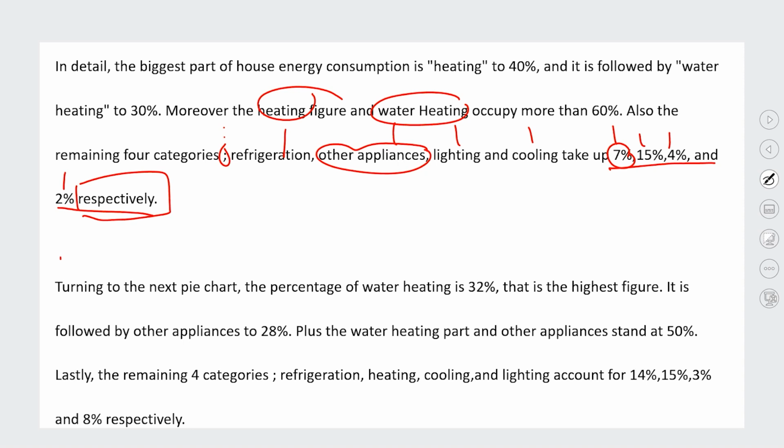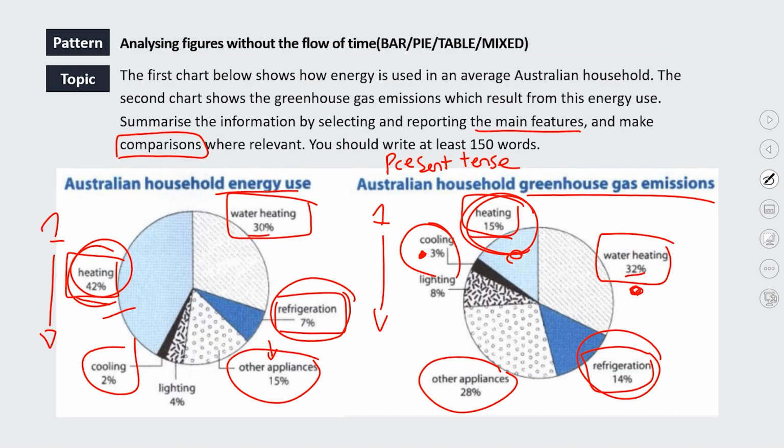Plus the water heating part, and the other appliances stand at 50%. Lastly, the remaining 4 categories: refrigerating, heating, cooling, lighting. They basically almost copied and pasted the 2 paragraphs, and they're just giving me the detail. What the task wants you to do is try to compare between the 2 graphs.